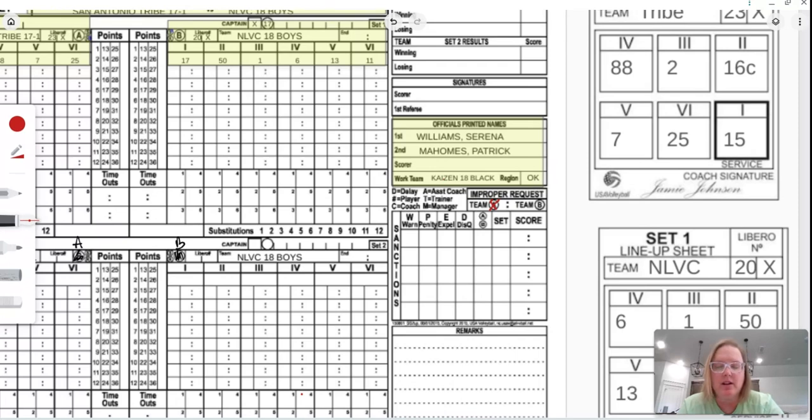In our next video, we're going to talk about how to write things in properly in the sanction box. So stick with me. Doing good.